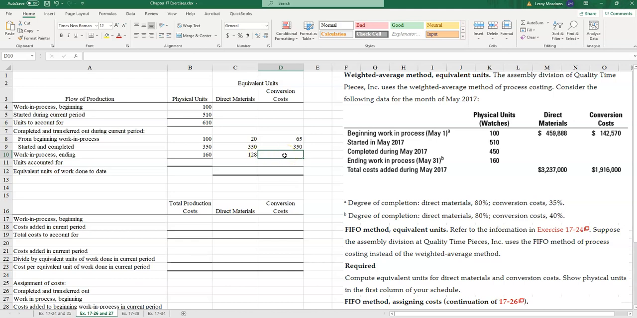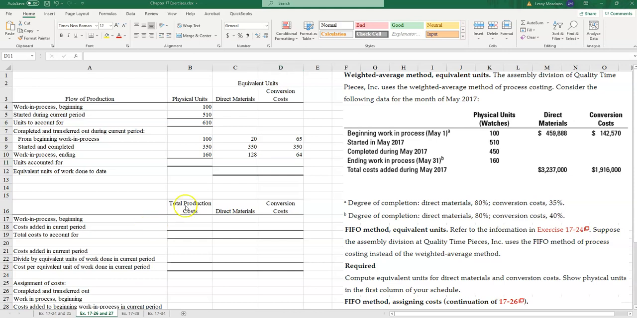Then I'm going to take my 160 units and multiply that by the amount of completion of conversion costs I added this period. And this period, conversion costs of my ending work in process inventory is 40%. So I added 40% of the conversion costs. So I'm going to take my 160 and multiply that by 0.40. And that gives me 64 equivalent units for conversion costs for ending work in process inventory.